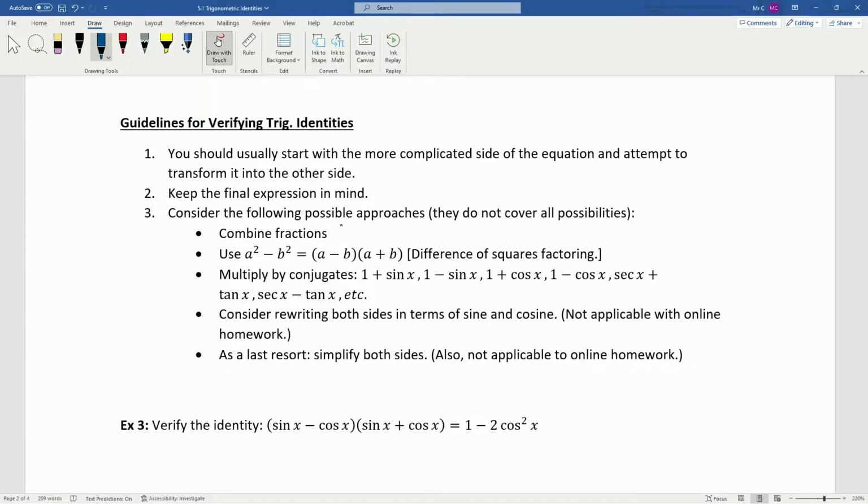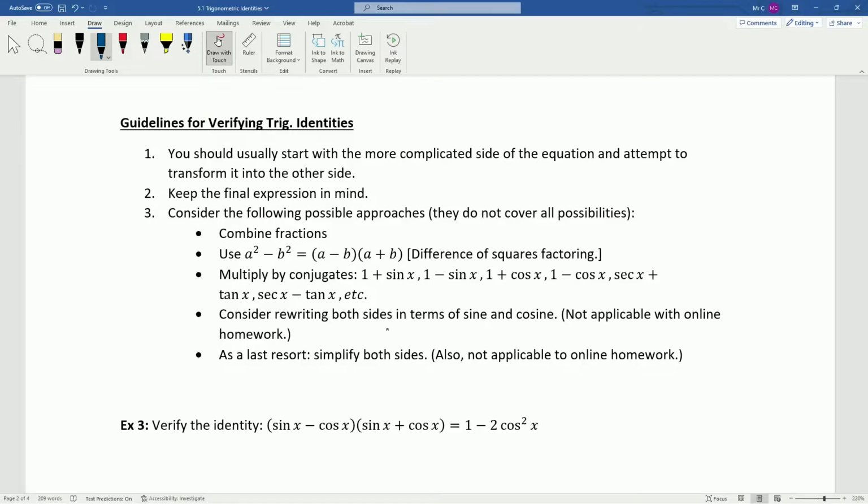So now consider the following possible approaches and keep in mind that these do not cover all possibilities. You can combine fractions together. You can factor things with the difference of squares. You can multiply by conjugates. That's like the opposite of factoring by a difference of squares, right? So you can multiply a fraction by 1 plus sine of x over 1 plus sine of x, 1 minus sine of x over 1 minus sine of x, so forth and so on.